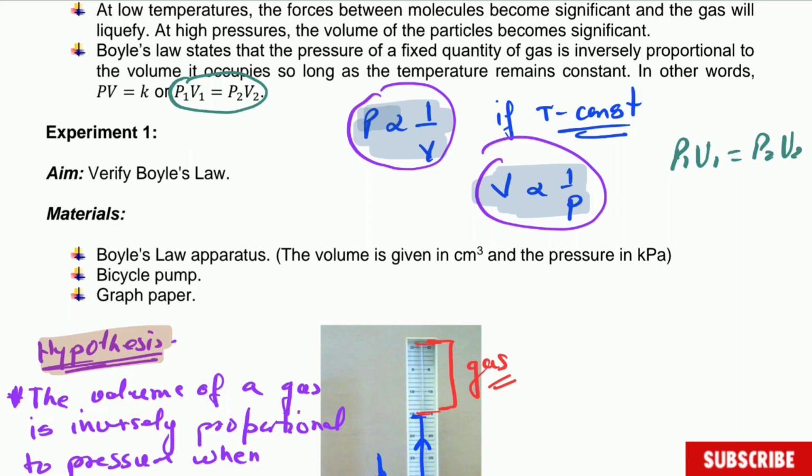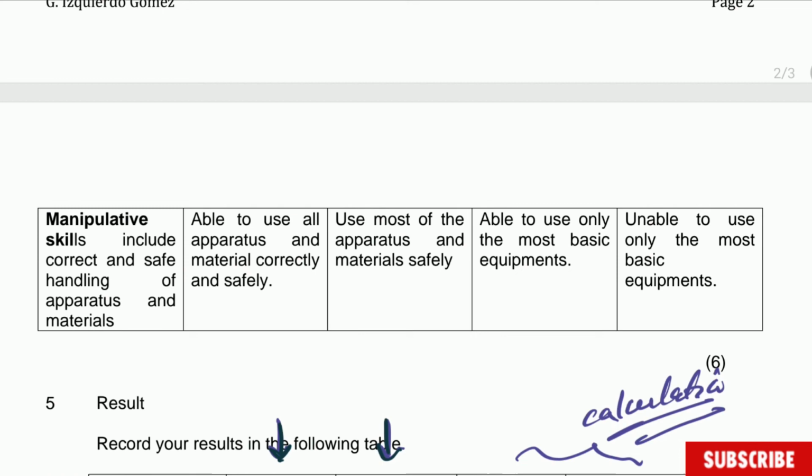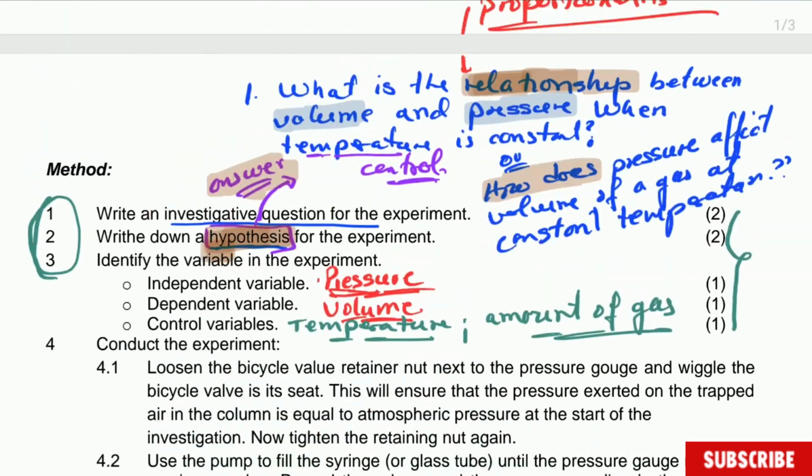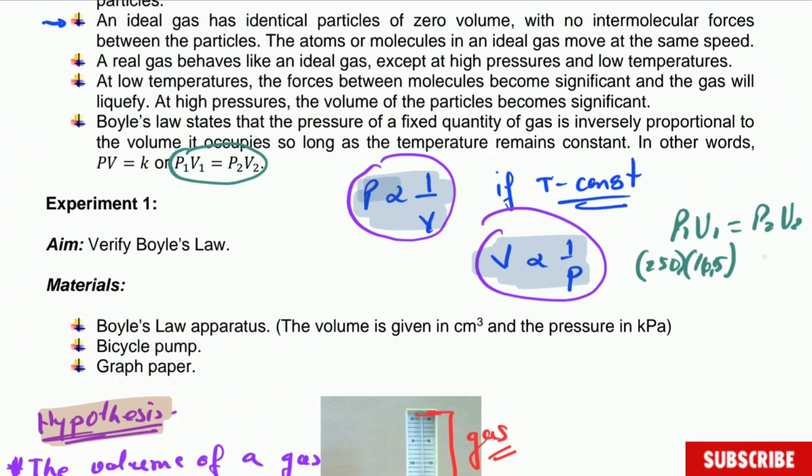I'm looking here for the numbers in my computer. Okay, there we are. You can say 250, for example, and 16.5, and then pressure 2. 45 is the volume. What is the pressure when the volume is 45? Quite simple, you're looking for the pressure. Okay, so those could be questions.